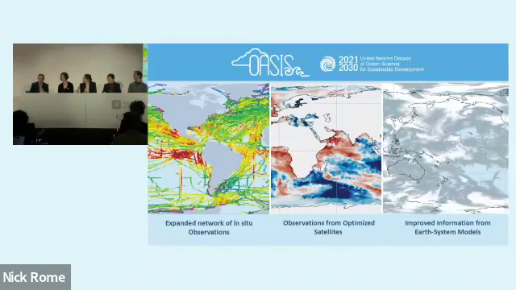And so in the most succinct terms, what OASIS is trying to accomplish is represented here on this slide. It's expanding our network of in situ observations, optimizing observations from satellites, and improving Earth systems models. Next slide.